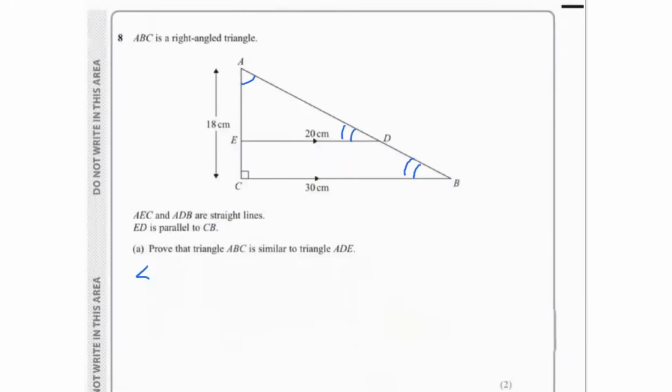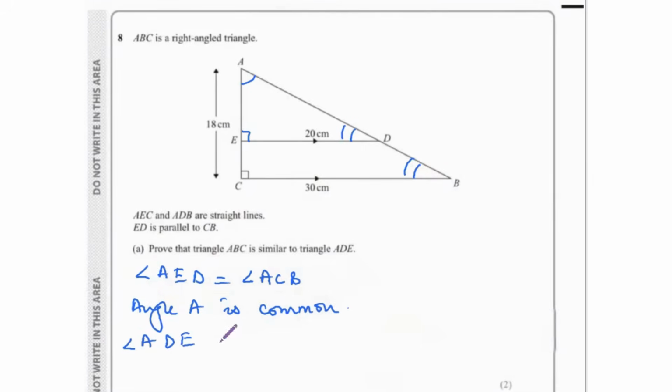So angle AED is the same as angle ACB because they're both 90. Then angle A is common. Thus, angle ADE is also going to equal angle ABC. Thus showing that all three angles are equal, which means they are similar shapes. For two shapes to be similar, the angles have to be equal. And in this case, they are equal.